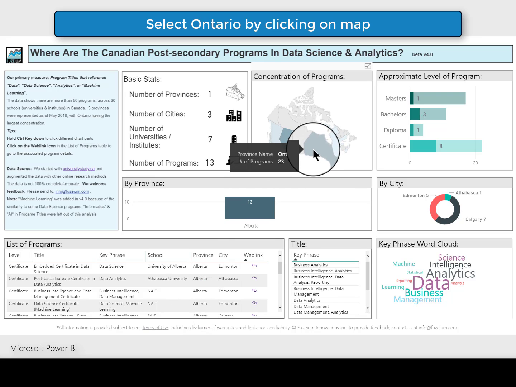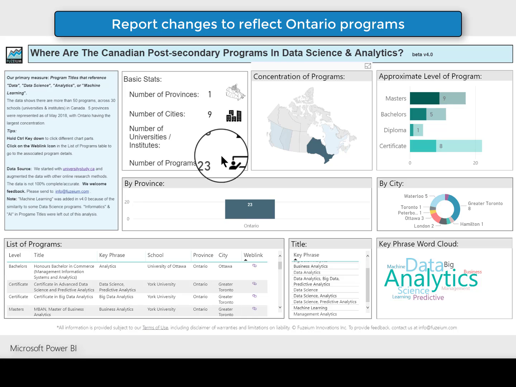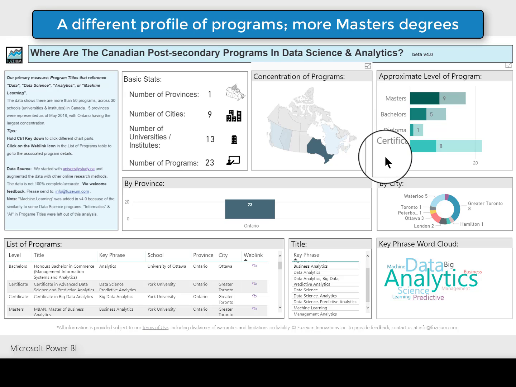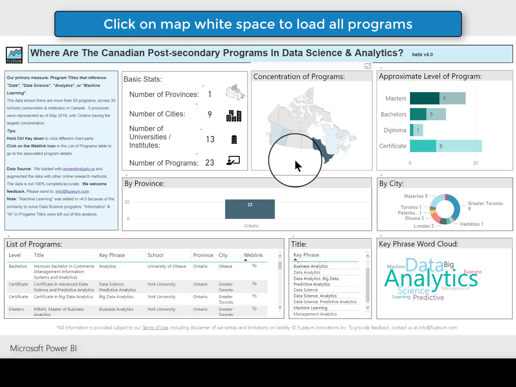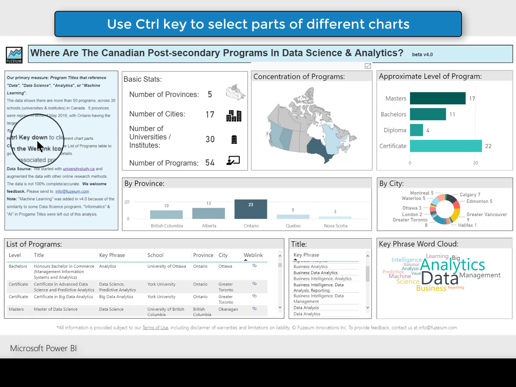By comparison, the province of Ontario can be shown to have a different profile with about 10 more programs, a number of master's degrees, a variety of cities, the word cloud changes for the themes, and again we see the list of programs available. Click on white space on a chart to reload all data.